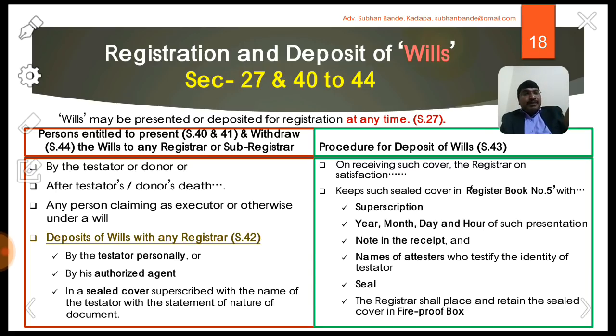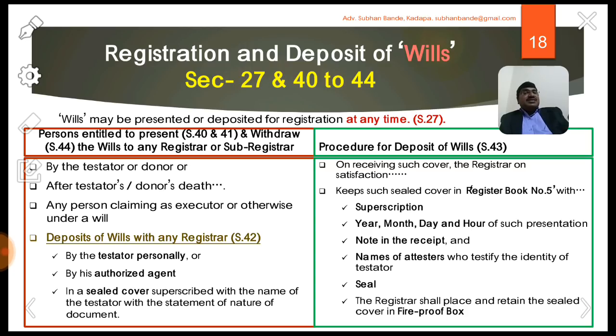Next, persons entitled to present the wills to any registrar or sub-registrar. Generally, the wills are presented to the registrar. Sections 40 and 41 deal with the persons entitled to present the wills to any registrar. Section 44 deals with the persons entitled to withdraw the wills from the registrars or sub-registrars. It is explained in this part. Here, the wills may be presented by the testator of certain immovable property, or the donor of the immovable property in case of gift.